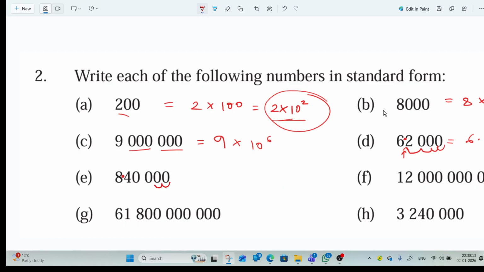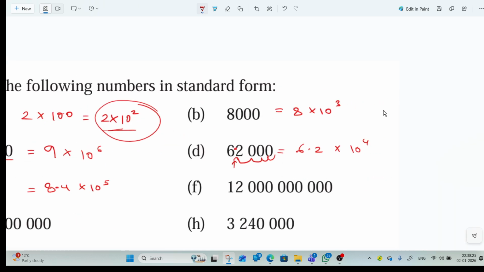So you count 1, 2, 3, 4, 5. So there are 5 digits after the decimal. So you write 8.4 times 10 to the power 5. In this one, 1, 2, 3, 4, 5, 6, 7, 8, 9, 10. So you will write 1.2 times 10 to the power 10 because after 10 digits you have the decimal, right?